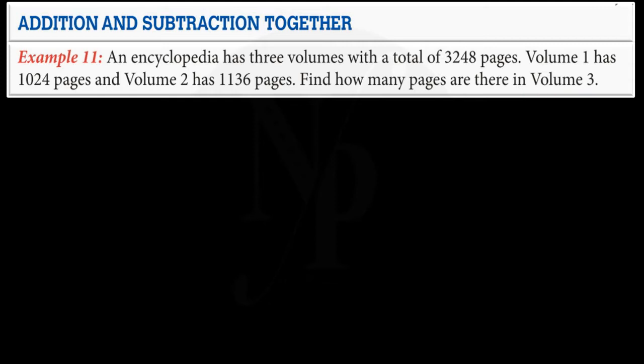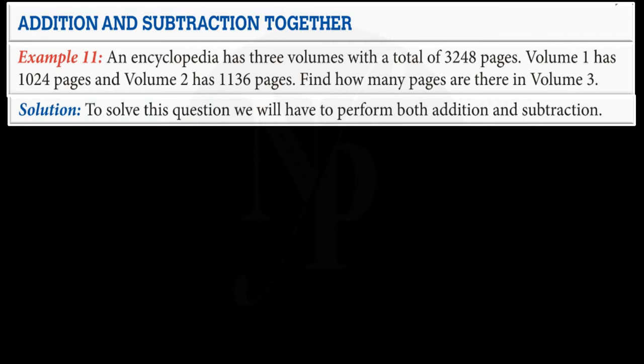So how can we find that? The total number of pages in that encyclopedia including the 3 volumes is given, and the number of pages in volume 1 and 2 is also given. So what we should do is add the number of pages in volume 1 and volume 2. We get a sum, and that sum should be subtracted from the total number of pages of the encyclopedia. Let us do that now.